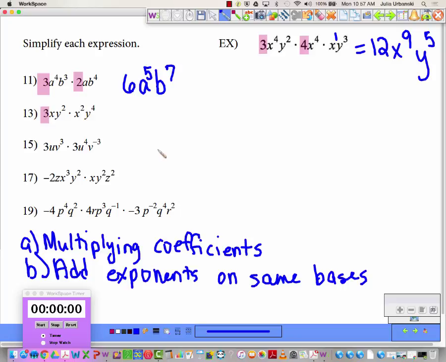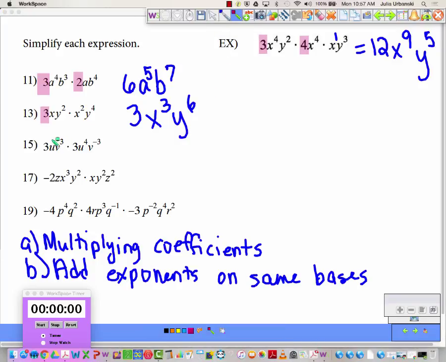Okay, so did we get 3 out in front? Yeah. What did we get for the x's? 3. And for the y's? 6. Good. Alright, this one now has a negative. Let's talk about the negatives. The coefficient has to come first. 3 times 3. So that's going to be 9.